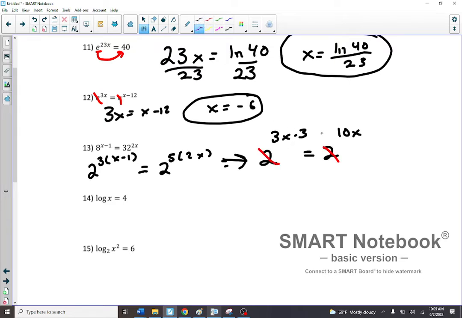Solve the algebra 1 problem up here. Negative 3 over 7 equals x.